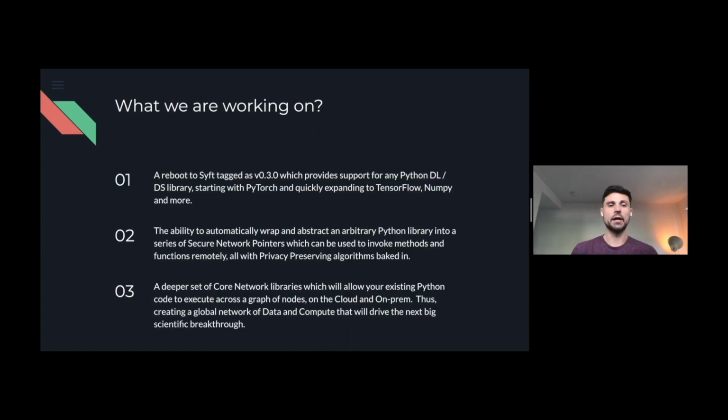What are we working on at the moment? A reboot of SIFT, which is tagged as version 0.3. This provides support for Python deep learning and data science libraries, such as PyTorch, and it's going to expand to TensorFlow and NumPy very quickly. We're building the ability to automatically wrap and abstract arbitrary Python libraries into a series of secure network pointers that can be used to invoke methods and functions remotely or with privacy-preserving algorithms baked in. And underneath that, a deeper set of core libraries that will allow your existing Python code to execute across a graph of nodes on the cloud and on premises, thus creating a global network of data and compute that we hope will drive the next big scientific breakthrough.